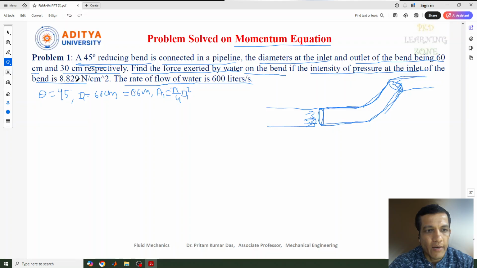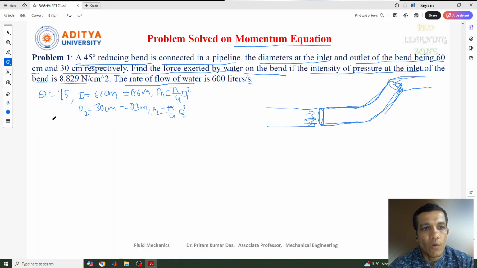Similarly, the outlet of the pipe is 30 centimeter. At this point, we can write D2 as 30 centimeter, which is 0.3 meter. And again, we can write A2 equal to pi by 4 times D2 square. So let's solve this.